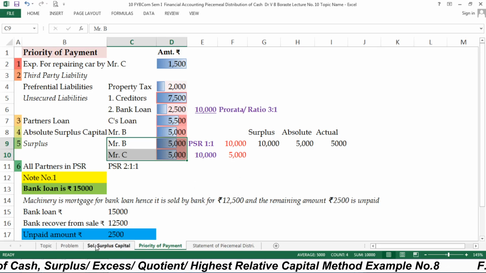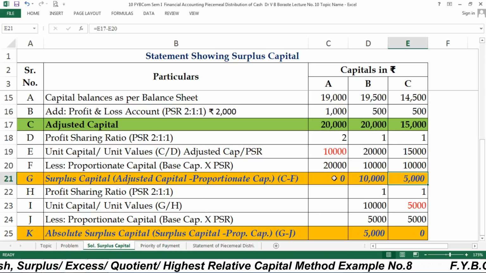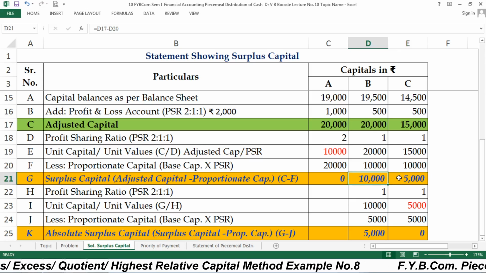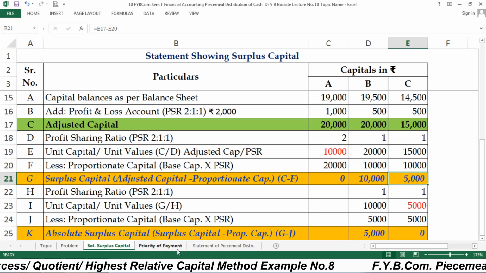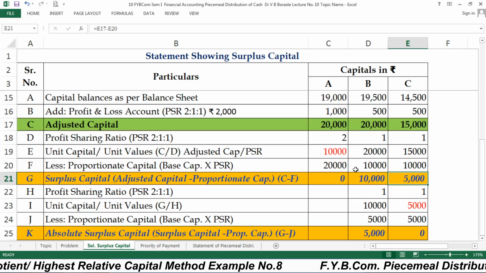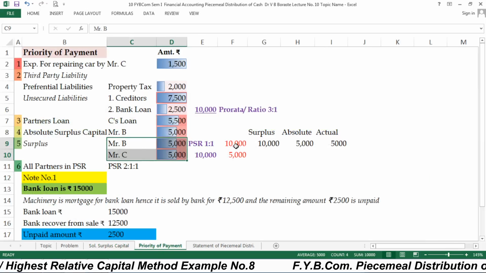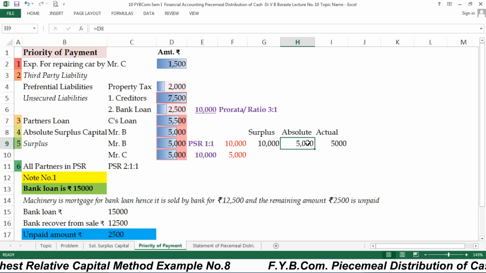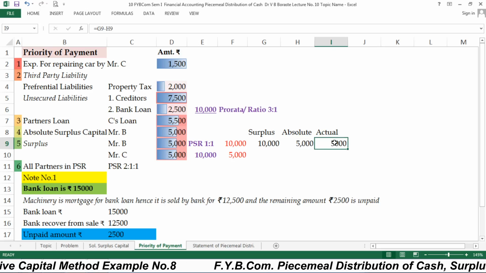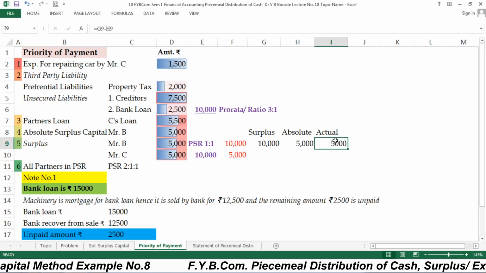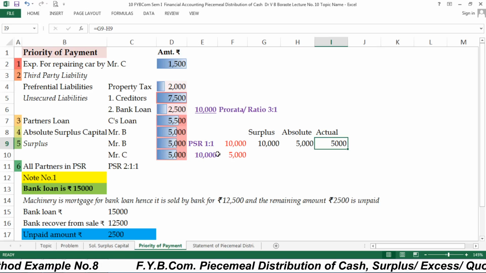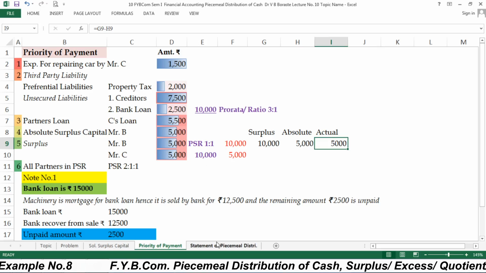As I earlier mentioned, in the surplus stage, we have to pay 10,000 to Mr. B and 5,000 to Mr. C. But we have already paid 5,000 to Mr. B, so here you will get only 5,000. Here you can see, out of 10,000, Mr. B received 5,000 in the earlier stage. So in the surplus stage, he will receive only 5,000. So 5,000 to B and 5,000 to C. If we don't have that much amount, we will use the ratio, that is 1:1.